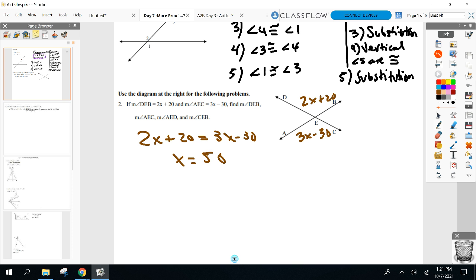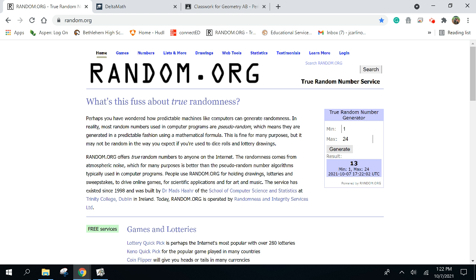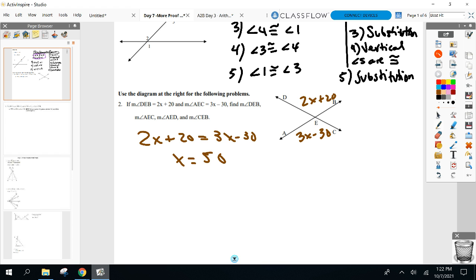That's not one of the angles, right? That's just x. Plug it back in, into either one. What does one of those angles measure then? Meg, what was one of the angle measurements when I plugged it back in? I take 50, plug it back in. What do we end up with? 120, which means the other vertical angle is 120.